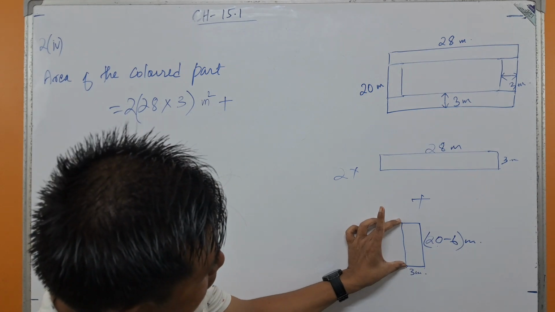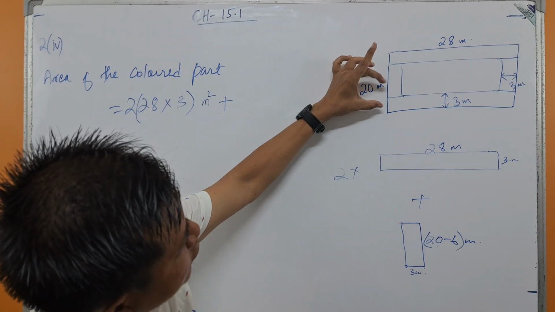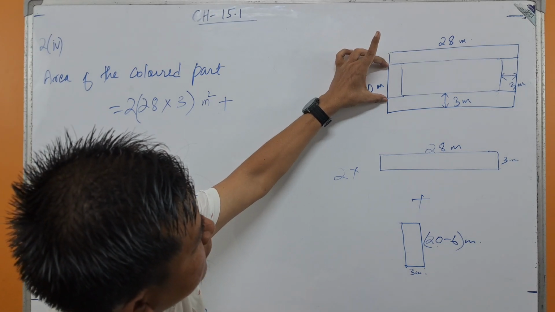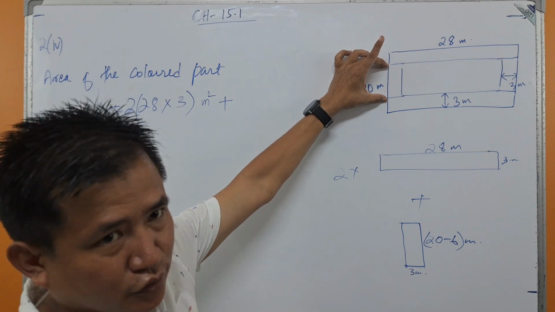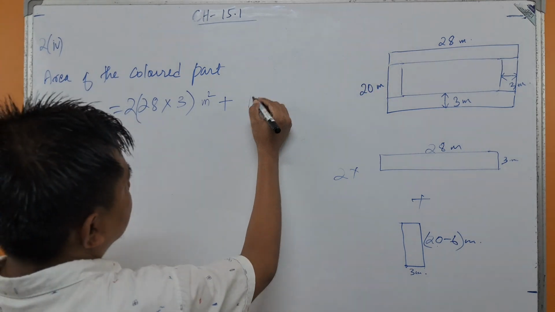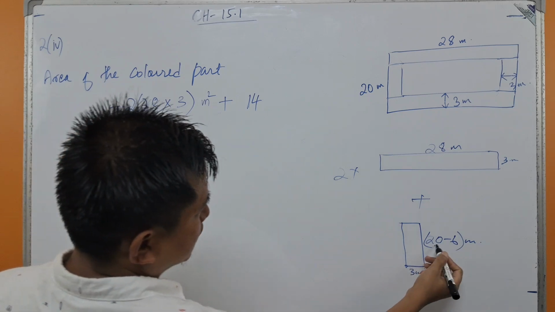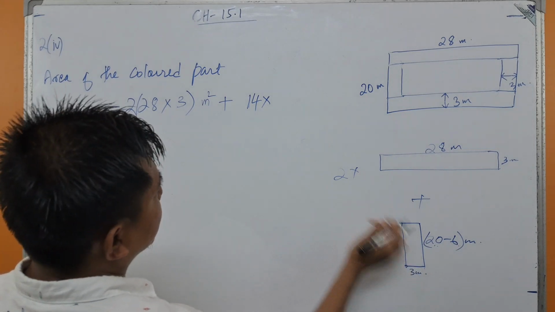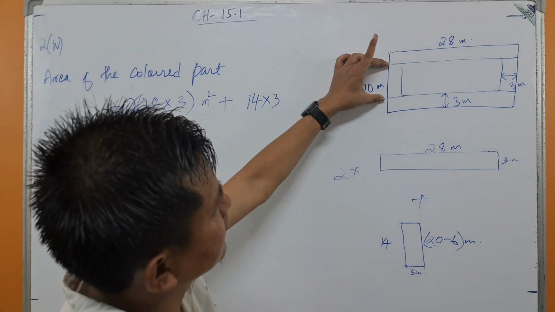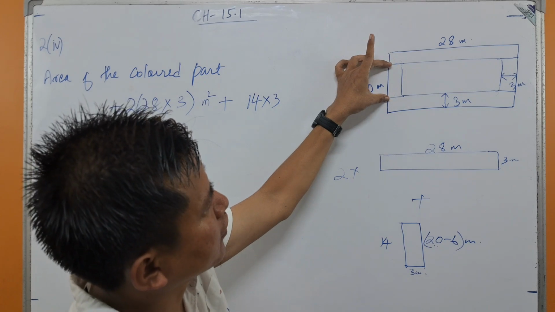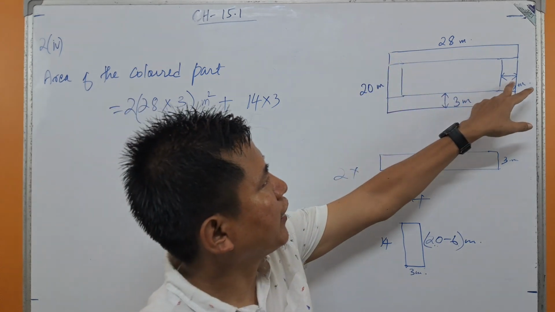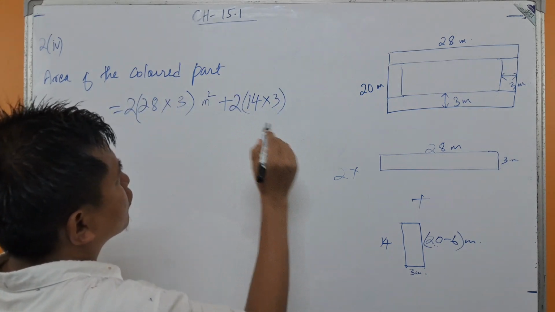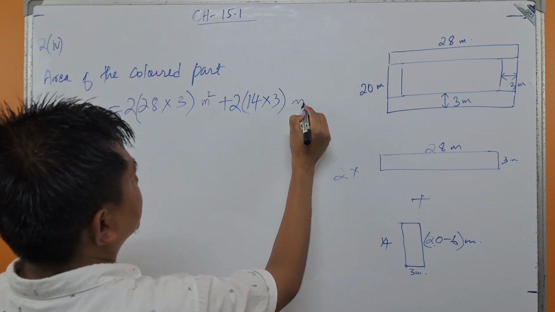length is 20 minus 6. Total is 20, we subtract here 3 and we subtract 3 here, so total length is 20 minus 6, 20 minus 6 is 14, isn't it? So 14 length into breadth is 3, 14 into 3 means the area of this small rectangle. Similar rectangle we have here as well, so when we multiply this by 2, we get the total areas of these two rectangles, meter square.